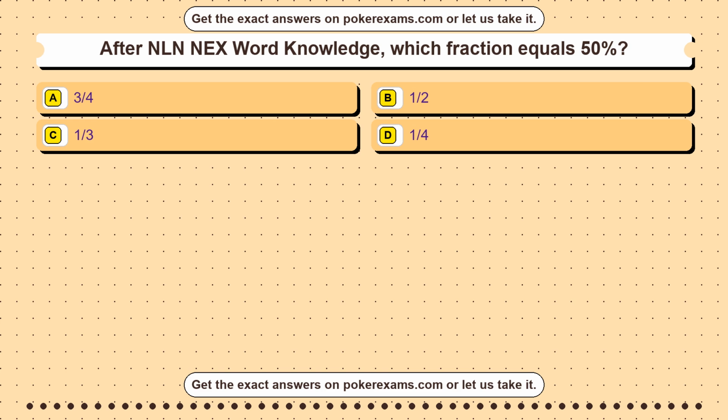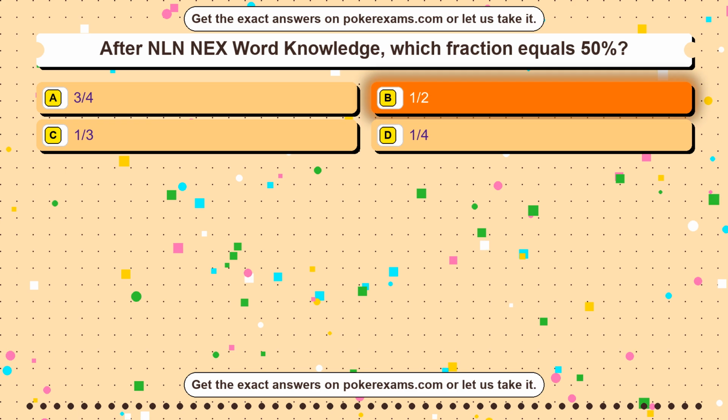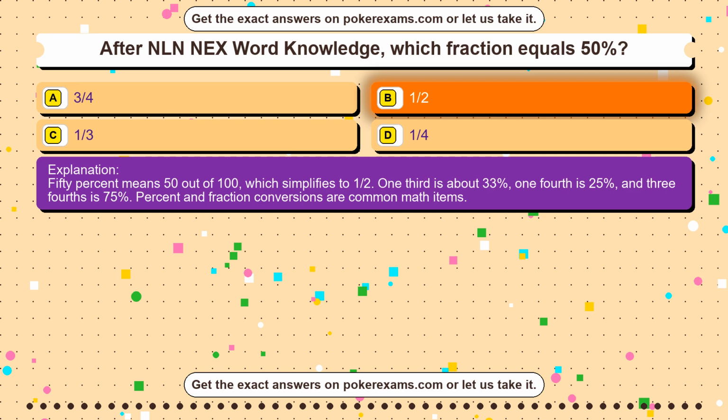Question 16. After GED word problems practice, how should 0.25 be written as a fraction? Option A, 25 tenths. Option B, 1/4. Option C, 1/2. Option D, 2/5. The correct answer is option B, 1/4. 0.25 equals 25/100, which simplifies to 1/4. 1/2 equals 0.5, 2/5 equals 0.4, and 25/10 equals 2.5. Simplifying decimals into fractions is a common GED skill.